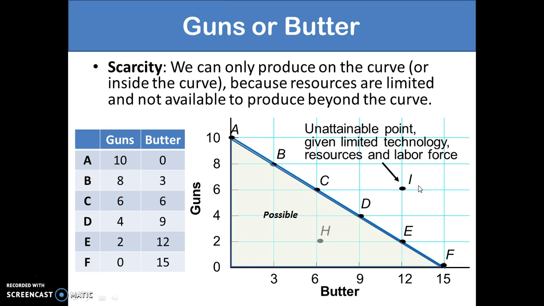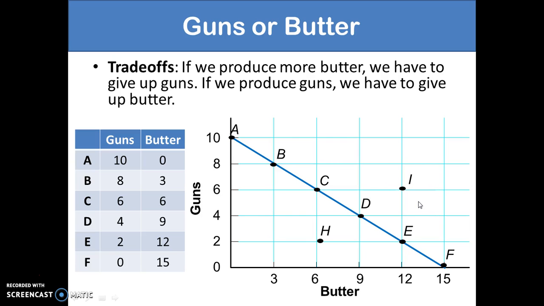We don't have resources because they're limited, and limited resources plus our unlimited wants are the result of scarcity. We also see trade-offs. If we produce more butter, that means we're going to give up guns. If we produce more guns, we have to give up butter. Thus, because of our limited resources, we have scarcity and we have to make choices.